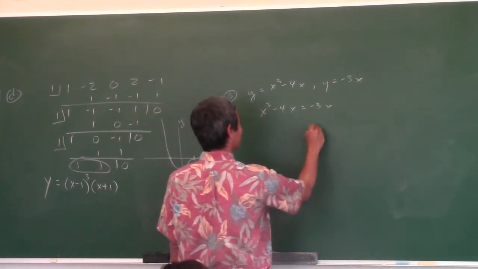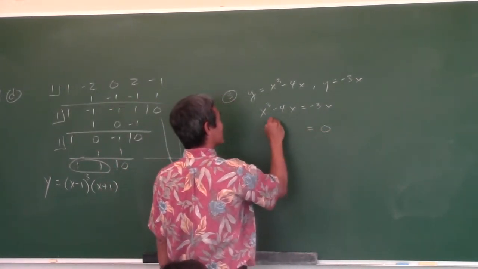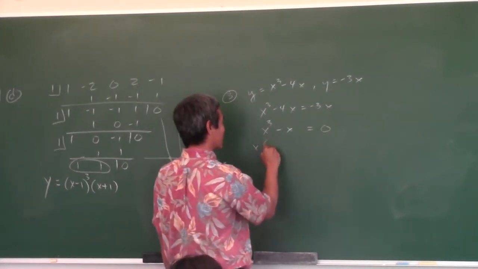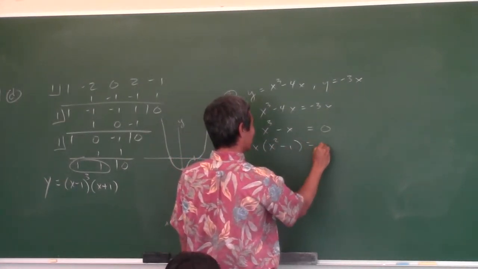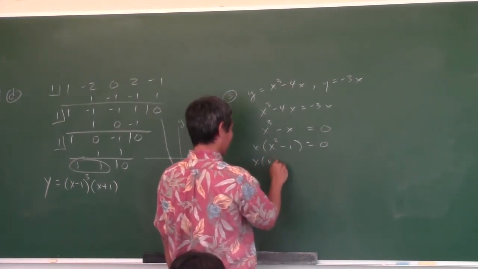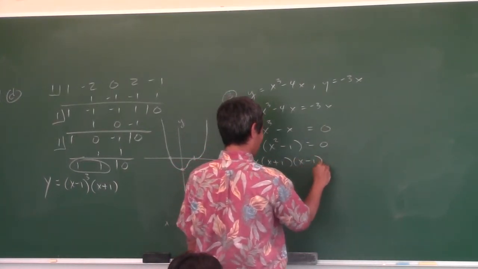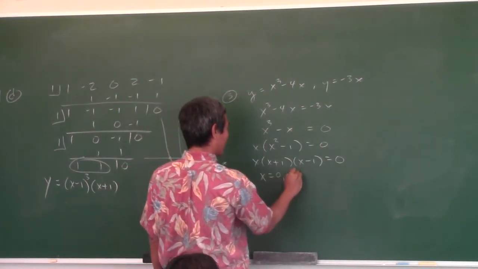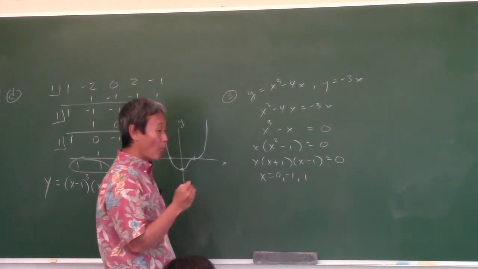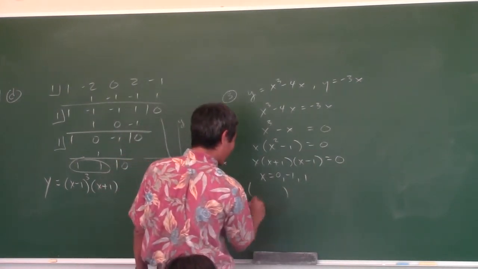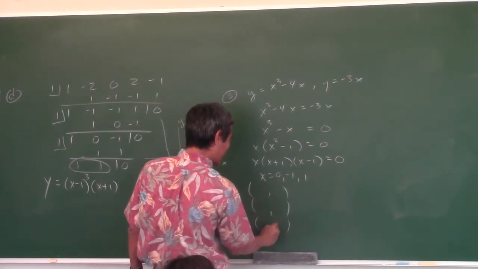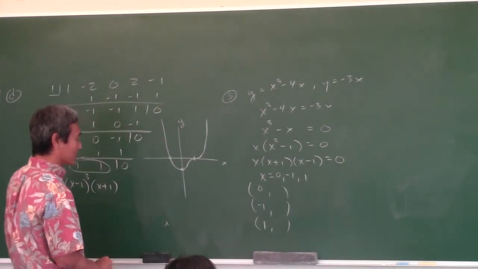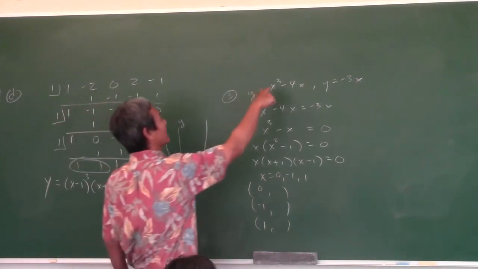Make one side 0, so you get x cubed minus x. And then you factor. Now this one you don't need synthetic division to factor. So x equals 0, negative 1, or 1. But we have to find points of intersection. So that means you have to give coordinates. We just figured out the x coordinates. How do you figure out the y coordinates? Plug it back into either this one or this one.